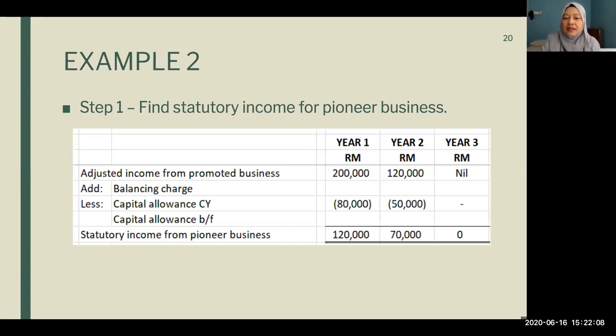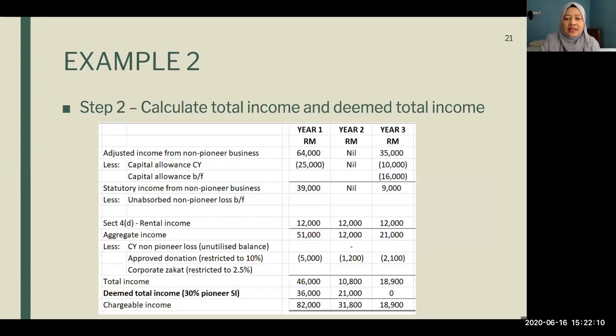Okay. Next is your total income for year 2 and year 3. Let's go to year 2. Statutory income from non-pioneer. You have adjusted loss in year 2, right? Yes. So when there is an adjusted loss, adjusted income is nil. Whatever is nil in the current year will be carried forward to next year.